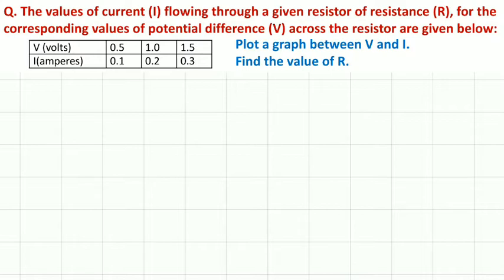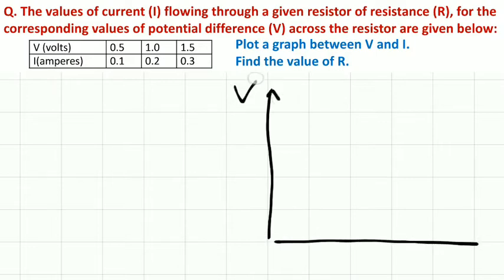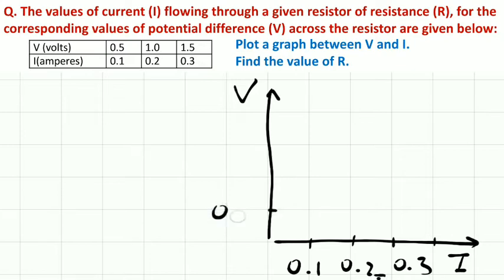So let's see. Let's take this axis as V and this axis as I. Now take the values. Take this as 0.1, this as 0.2, this as 0.3. And here take this 0.5, this 1.0, this 1.5, and this 2.0.